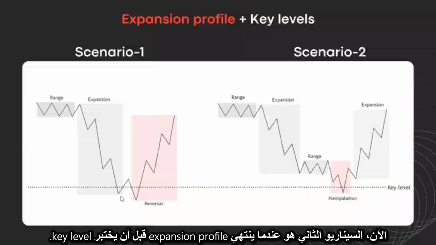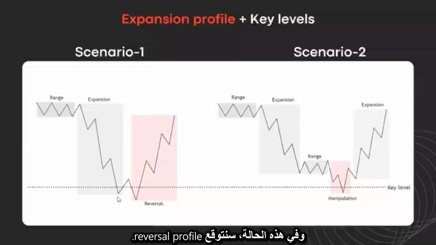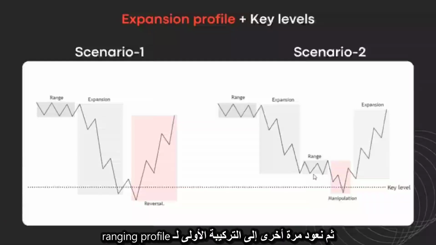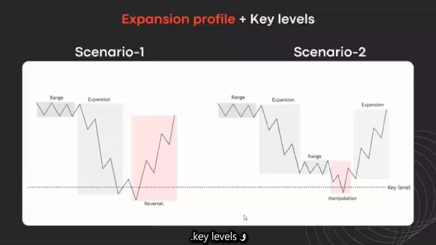Now the second scenario is when the expansion profile ends before it tests a key level. We're not going to expect a reversal profile straight away, because a key level hasn't yet been tested. So in this case, we're going to expect either a retracement profile or a ranging profile. In this case, we've got a ranging profile, and then we go back again to the first combination of ranging profile and key levels.